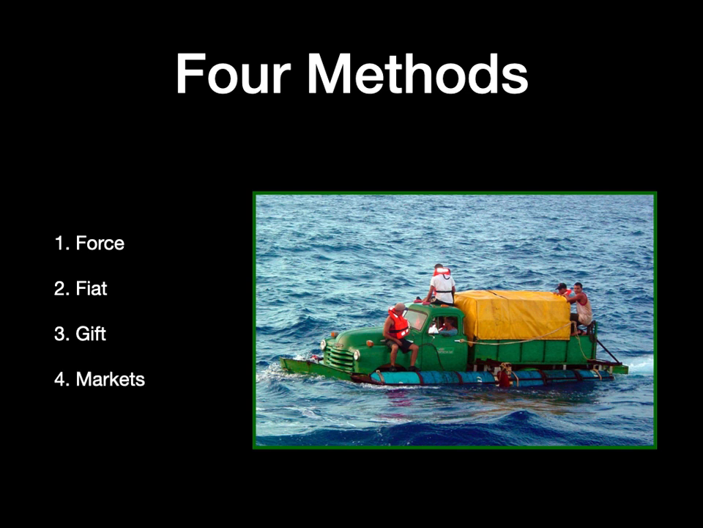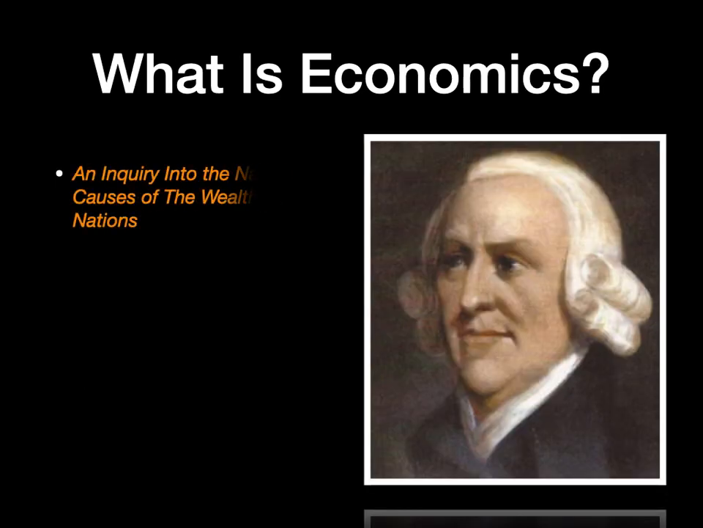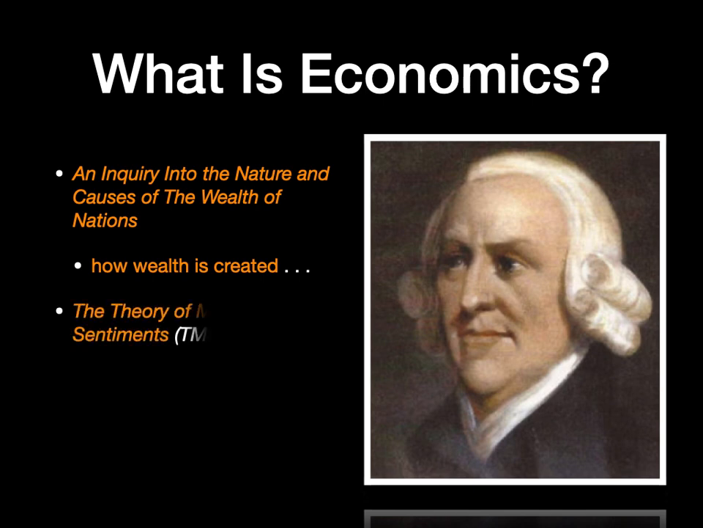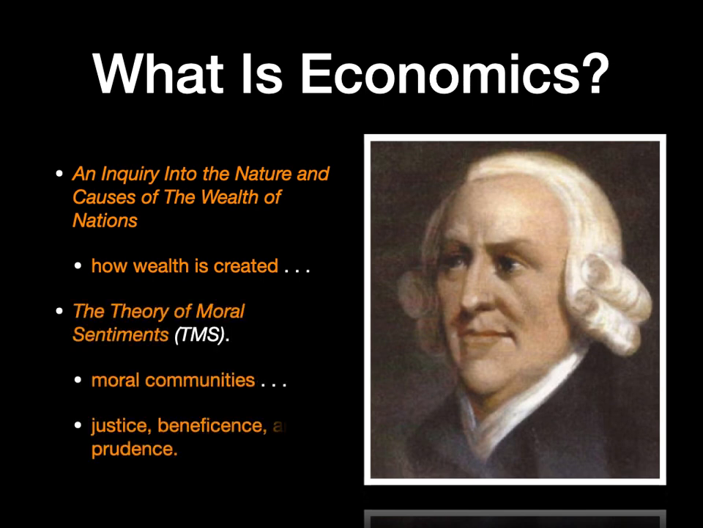What we find is markets, they work very well. This is where people specialize and enter into voluntary exchanges with each other. And that comes about from Adam Smith, who in 1776 wrote a book called An Inquiry into the Nature and Causes of the Wealth of Nations. And he wanted to explain how wealth is created. And so he looked at countries that were rich versus countries that weren't. And he found some things that are really important.